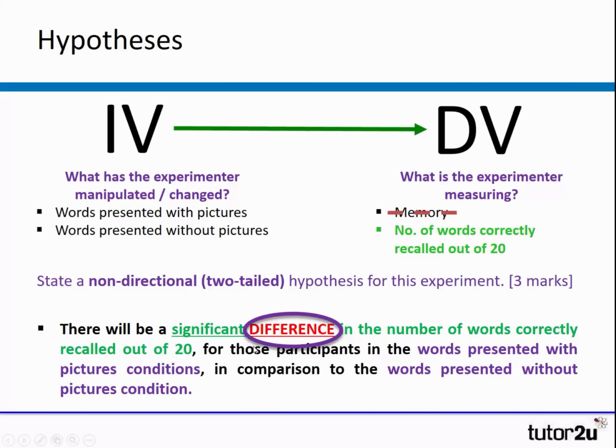Rather than saying there will be a significant increase, what we're just saying here is that there'll be a significant difference. Because with a non-directional hypothesis, we're not actually sure what way our results are going to go, okay? So we would say there'll be a difference in the number of words correctly recalled out of 20 for those participants in the words presented with pictures condition in comparison to the words presented without. It's literally stayed exactly the same. We've just changed one word, and that has made it a non-directional hypothesis.